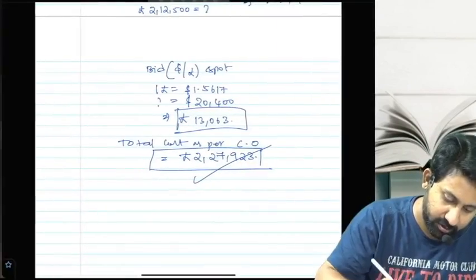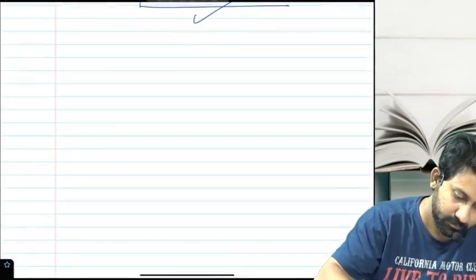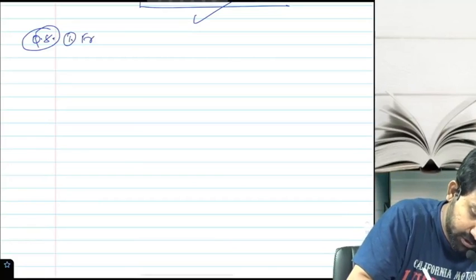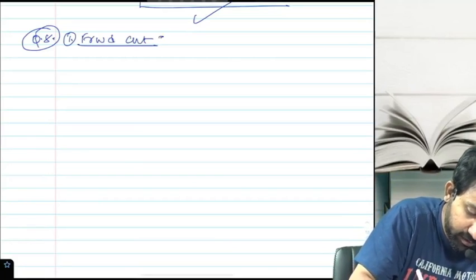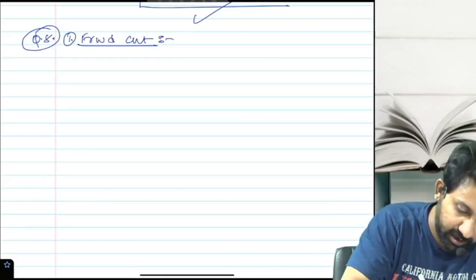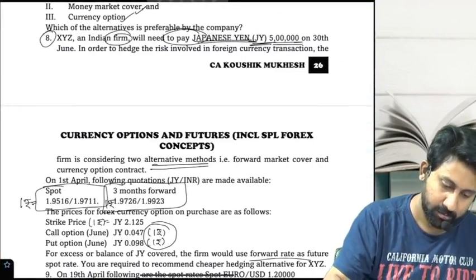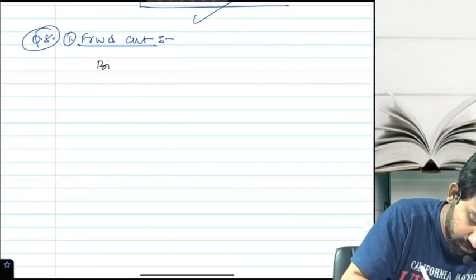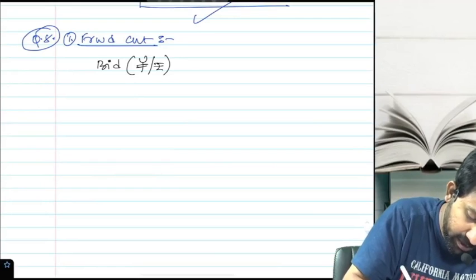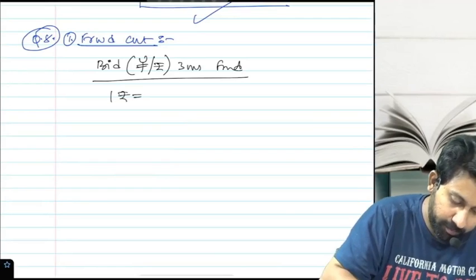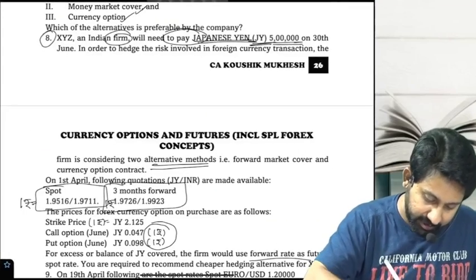Okay, so write down. Question number 8. First option: forward contract. Tell me now, forward contract. First, bid of yen by rupee, 3 months forward. 1 rupee equal to the bid we need, 3 months forward.